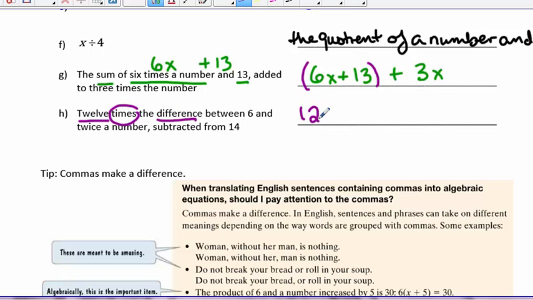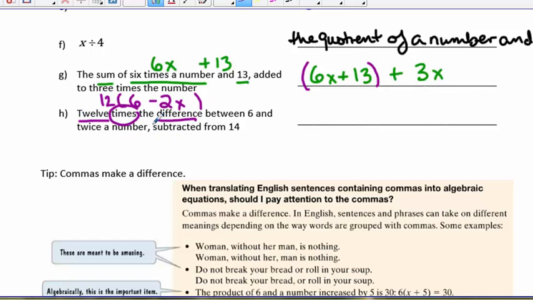So it's going to be 12. Let me write this underneath and sit over here in the line for a moment. It's going to be 12 times some quantity, and that quantity is the difference, the subtraction between 6 and twice a number. So I definitely need parentheses here. 12 times, not 6, not twice a number, but 12 times the entire difference. That's my clue to put parentheses here. Alright, that's before the comma.